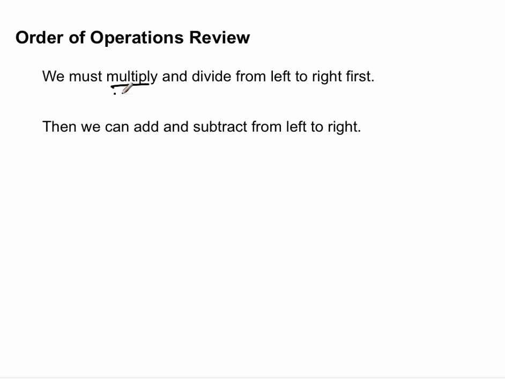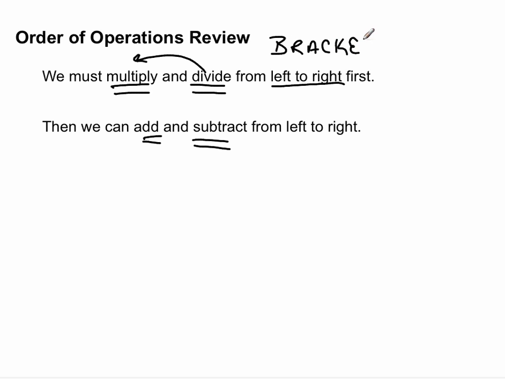So we must multiply and divide from left to right first, okay? And remember, it's from left to right. So if divide is before multiplication, then you do division first. If multiply is before division, then we multiply first. It's like reading a book, left to right. And then add and subtract from left to right. And of course, we do brackets first if there's brackets. I really should add that in, hey?